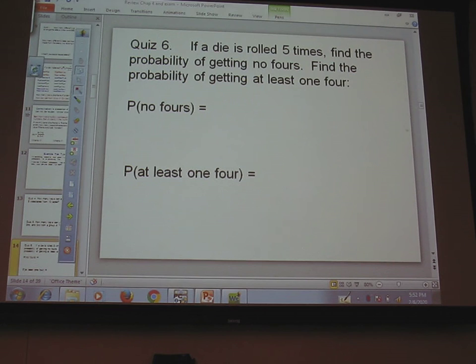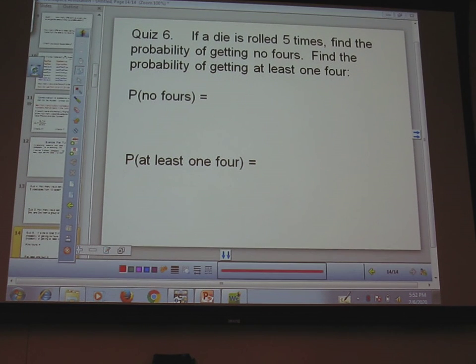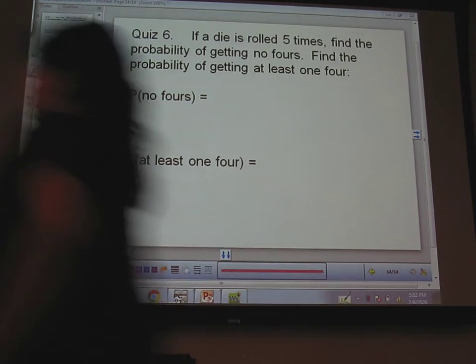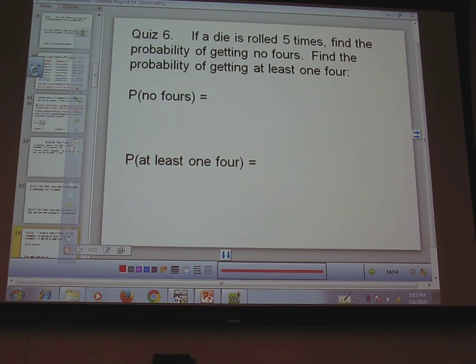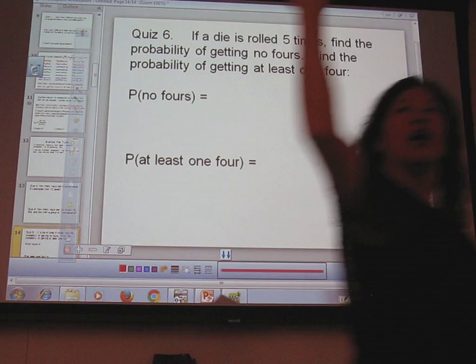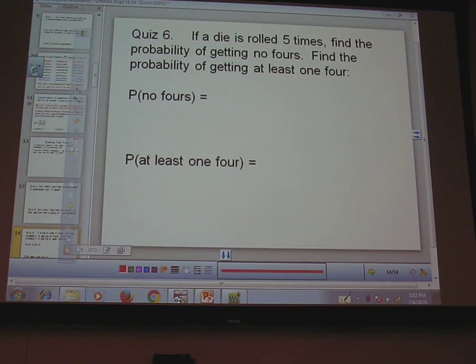Quiz number 6. A die is rolled 5 times. Find the probability of getting no 4s. Here's my die. First, if I roll it once, what's the probability I do get a 4? 1 out of 6. I have one 4 out of 6 sides. What's the probability I don't get a 4? 1 minus 1/6, yeah, 5 out of 6. Make sense? Good. I roll it once, and I have a 5/6 chance of not getting a 4.